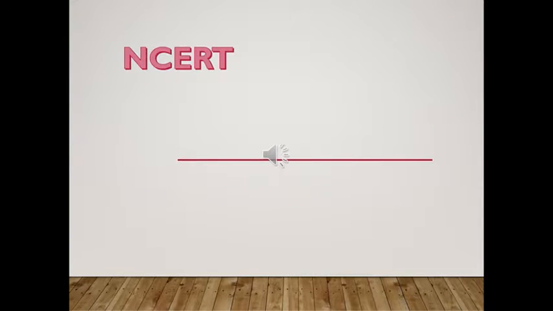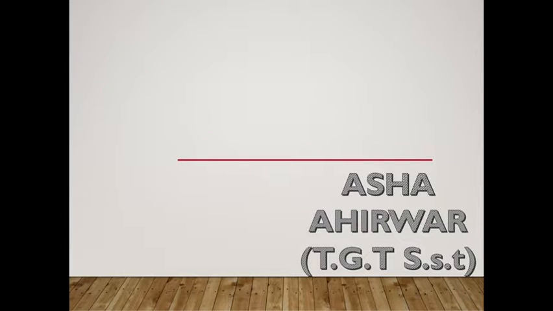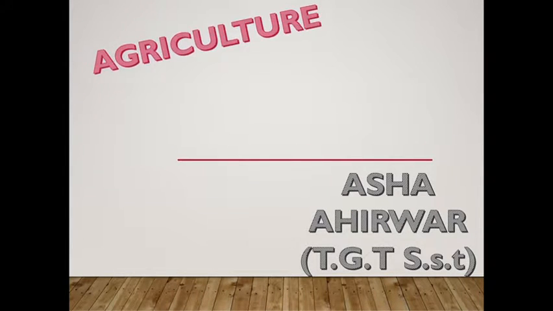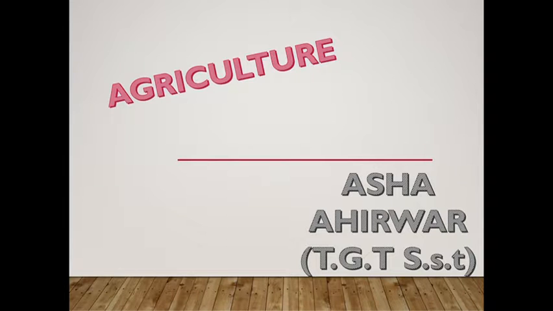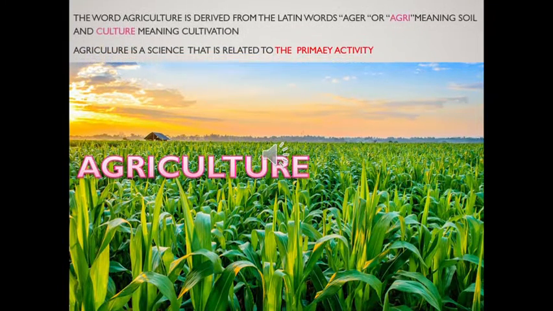Hello everyone. Today we will discuss Class 8th Geography Chapter 4 Agriculture. Agriculture is a Latin word. The first half, agri, means soil and the second half, culture, means cultivation. By combining these two words, agri and culture, we get agriculture.